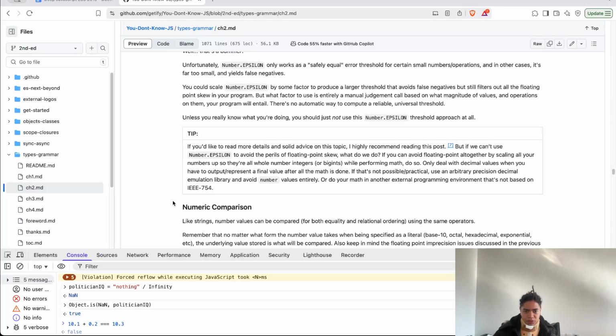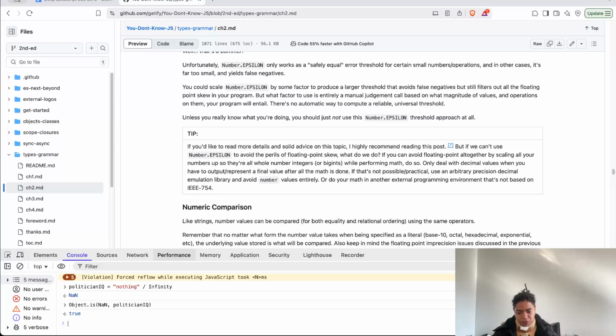If you'd like to read more of the details and solid advice on this topic, I highly recommend reading this book. But if we can't use Number.EPSILON to avoid the peril of floating point skew, what do we do? If we can avoid floating points altogether by scaling all your numbers up so they are all whole numbers, integers, or BigInts, while performing math, do so. Only deal with decimal values when you have to output a final value after all the math is done.